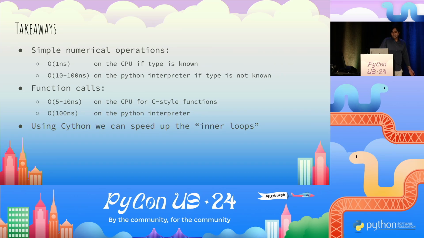And the idea is using Cython and its friends, like lots of other libraries that people talk about. PyO3 is the new popular one with Rust. We can speed up the inner loops of our program and keep the nice Pythonic API for our users, but improve the business logic part of our code to be faster.